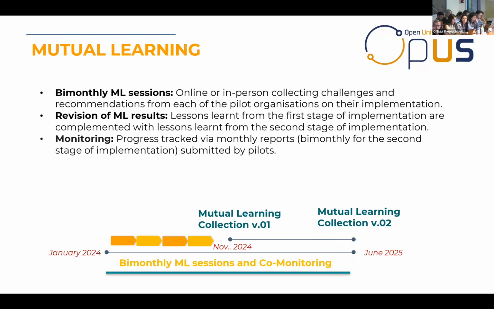Also on the mutual learning, and briefly on this, the key process was that we were having bi-monthly mutual learning sessions. These sessions happened both online but also in person, and they were key to collecting challenges and recommendations from each of the pilot organizations on their implementation. So we worked from January 2024 until more or less September 2025 on collecting all these learnings, and we created by the end of November 2025 the first version of the mutual learning collection of recommendations and challenges.